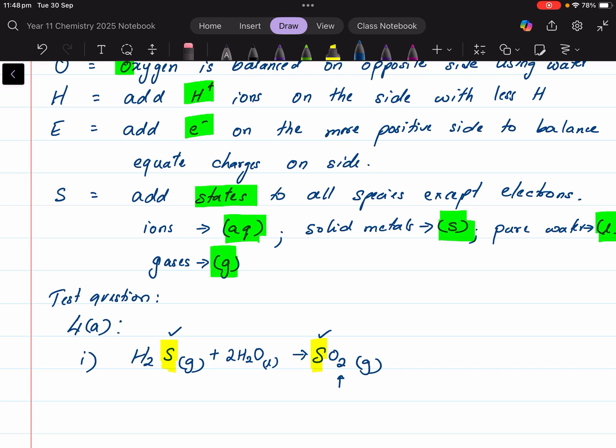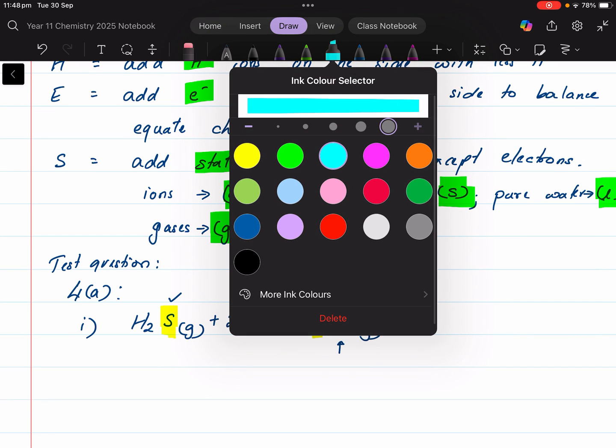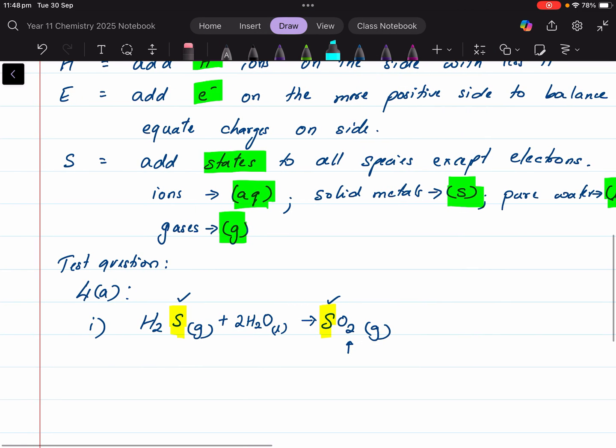Now, the hydrogens that I have on the left-hand side are, let's use this color for hydrogen. I have 4 hydrogens. 2 times 2 is 4 and another 2 here. So I really have 6 hydrogens here. And on the right-hand side, I have none. So what am I going to do?